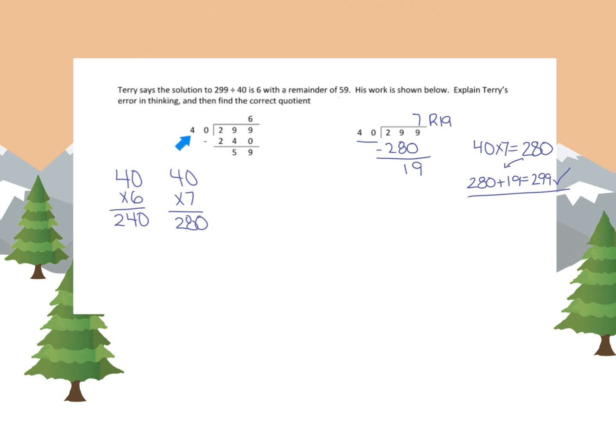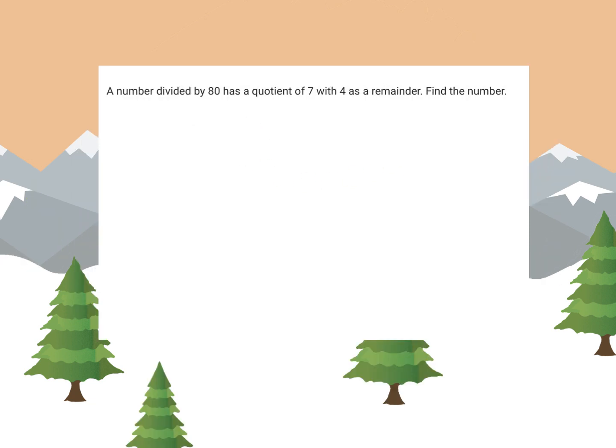So in the future, you just look to say, okay, if I have this number, can I put it in there any more times? If not, then you have your answer. In this last example, we're given a word problem, and we have to figure out the equation ourselves to find the answer. So if a number was divided by 80, and it has a quotient of 7 with a remainder of 4, we need to find that number.